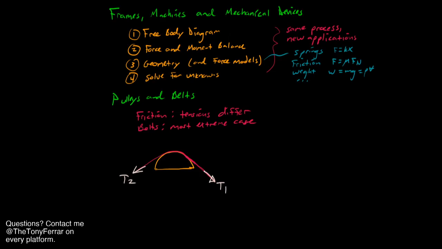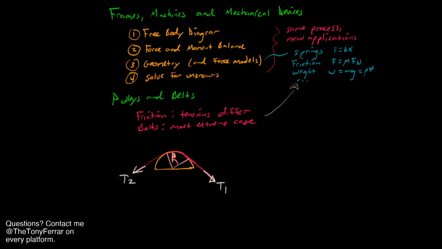And so we need a new force model to handle that if we're going to do anything with systems that involve belts. So it turns out the way the force model works is we're going to look at the angle at which the belt is in contact with the surface. That's a beta for the angle.